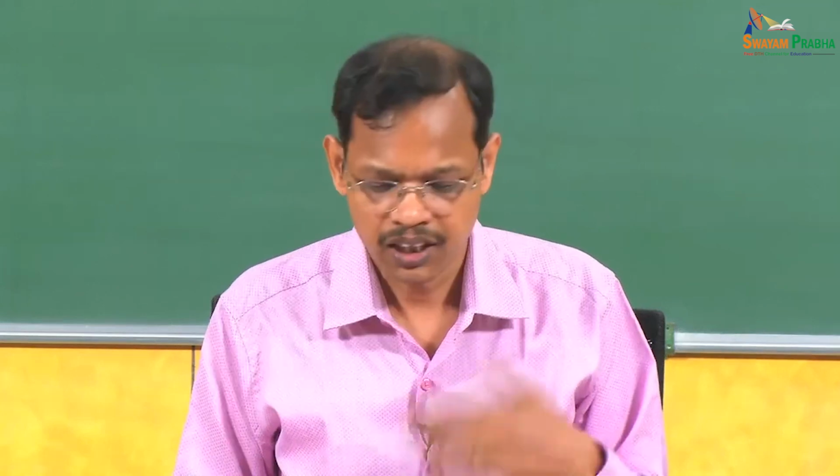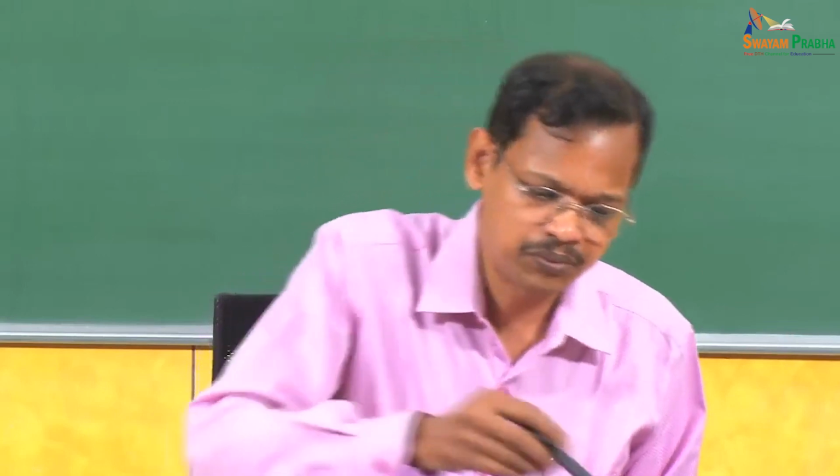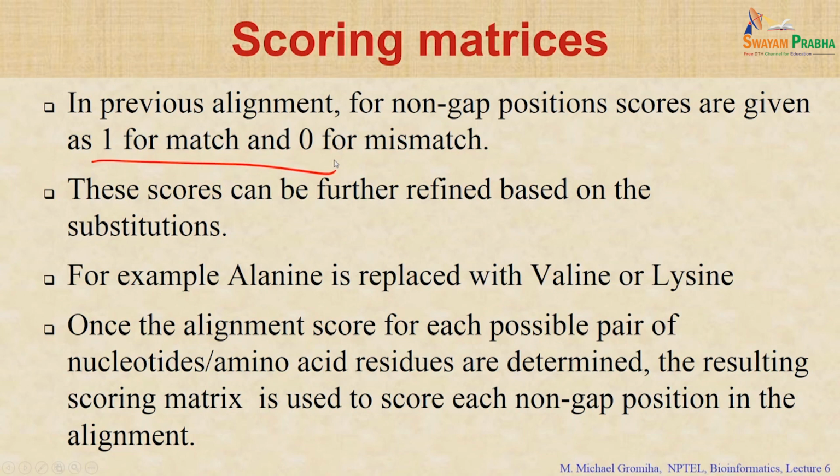Here we use a very simple scheme, putting the value of 1 and minus 1 for the penalty, and minus 2 for the origination penalty and 0 for the mismatch. But is it reliable, right? If you give just 1 and 0, is it fine for the alignment? But that we can change.